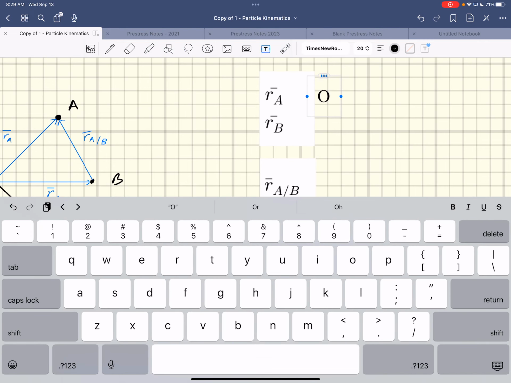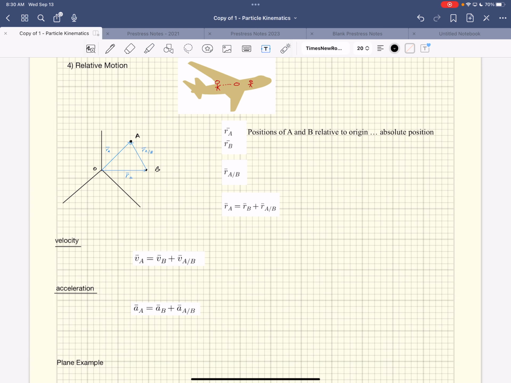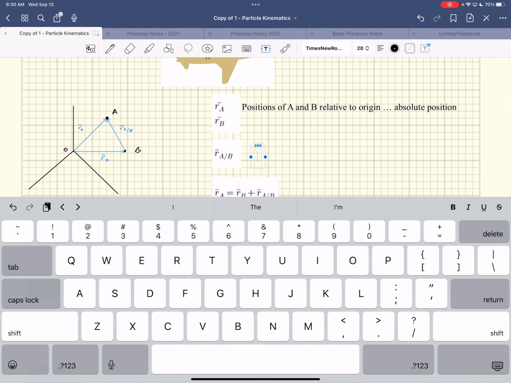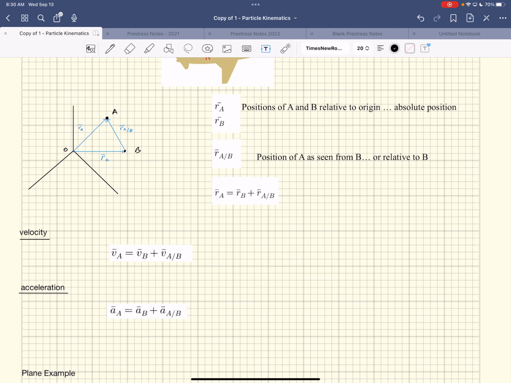Kind of defining some of these terms. These are the positions of A and B relative to the origin, or sometimes it's called the absolute position. And like I said before, this is the position of A as seen from B, or relative to B. Again, I always say as seen from B.